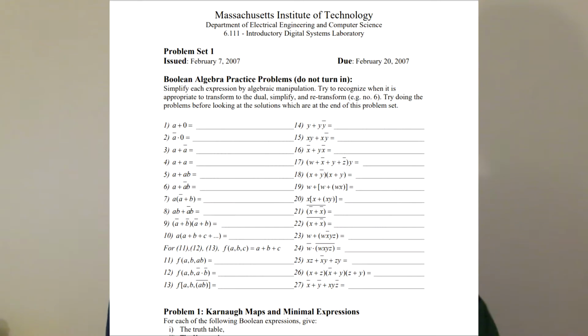Today we're going to be doing some Boolean algebra problems that I think every computer science major should know how to do. And these problems come from the MIT 6.111 problem set that you can find publicly available online from their open courseware. And in preparation for my computer science final literally next week, next Tuesday, let's get to the problems.